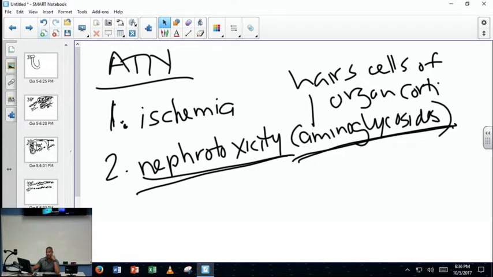So basically, how do you prevent that? Well, you don't give aminoglycosides. There's no way to prevent it because, unless you know it's going to occur, you don't know. Some people don't have any issues, and some people do, and you really can't predict who's going to have an issue.